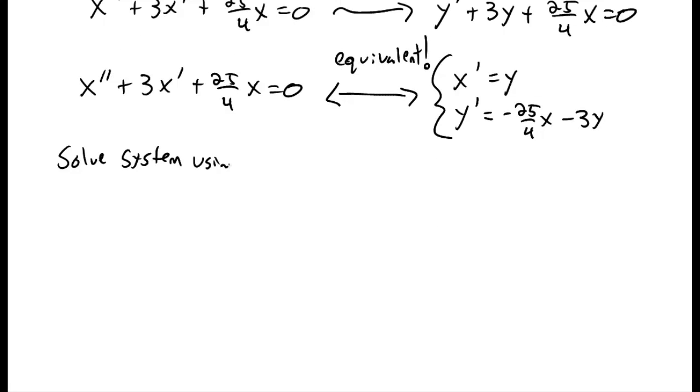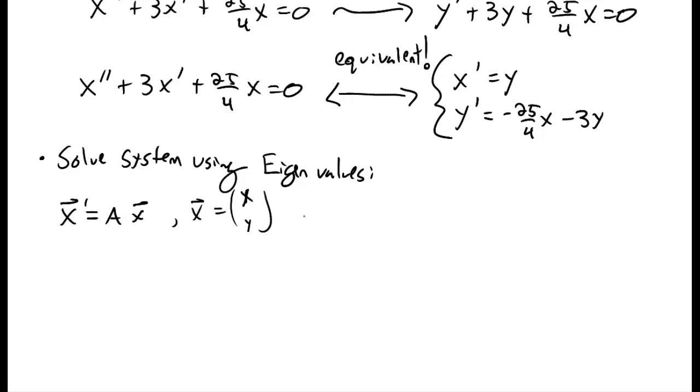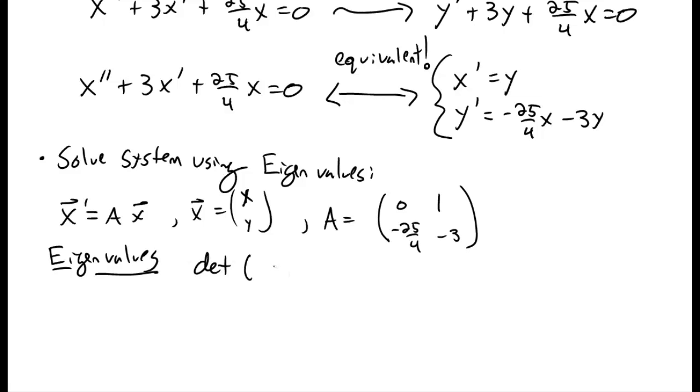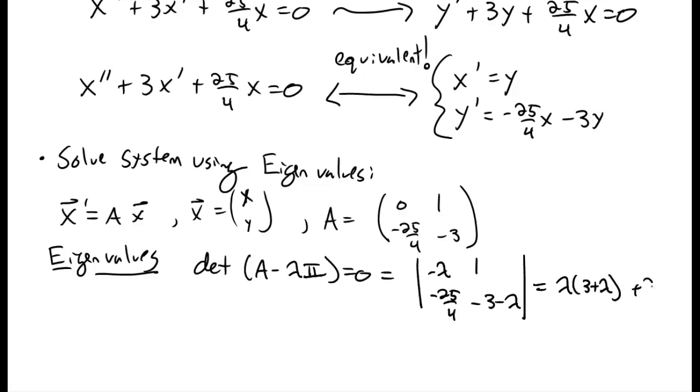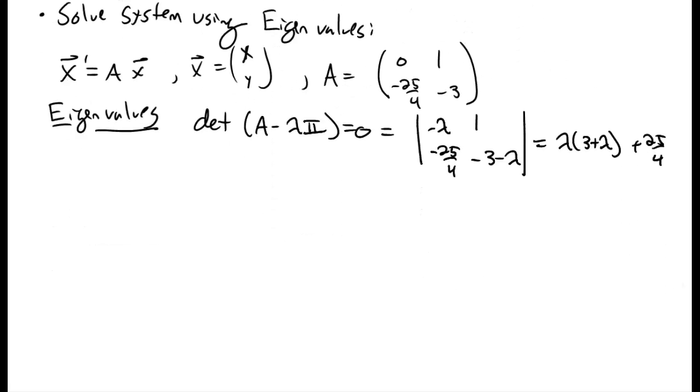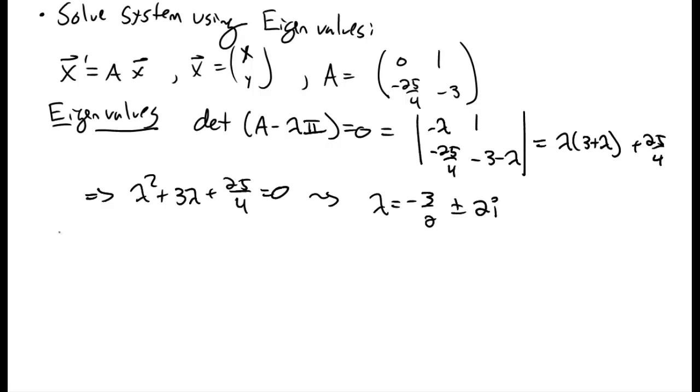All right, just for fun, let's solve this system of differential equations now using eigenvalues, as if you would for any other system. So we write x prime is equal to Ax, where our vector x is (x, y), and our matrix is given here from our system of equations. So we want to find the eigenvalues of our matrix A, and so we get a determinant that we need to evaluate here. And that ultimately reduces down to the equation lambda squared plus 3 lambda plus 25 over 4 is equal to 0. And that has solutions of lambda equals minus 3 halves plus or minus 2i.